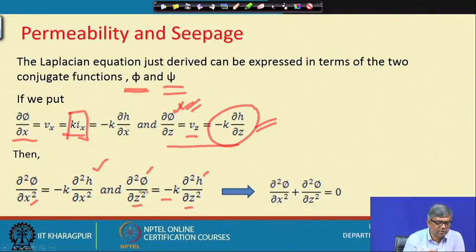And now, del 2 phi by del x square and del 2 phi by del z square, if I add them, then I will see that because of this minus sign and this plus sign, this will get cancelled. Finally, I think there is a mistake, this may not be a minus sign. So, these two together, the summation will finally be 0, that means the phi function the way we have selected also follows the Laplace equation.